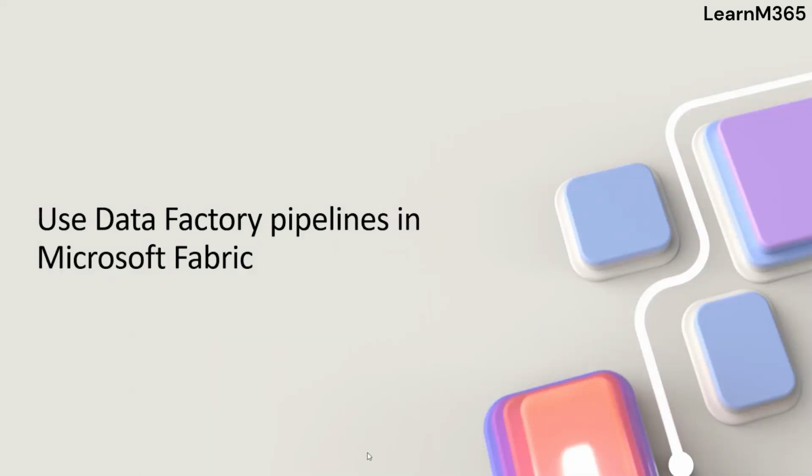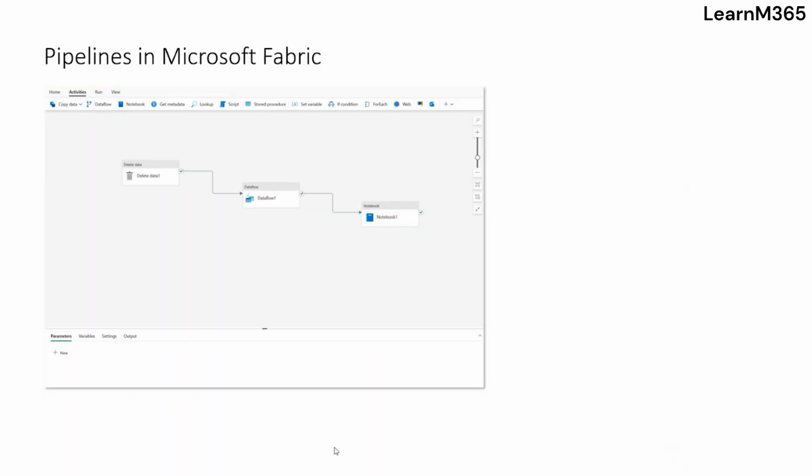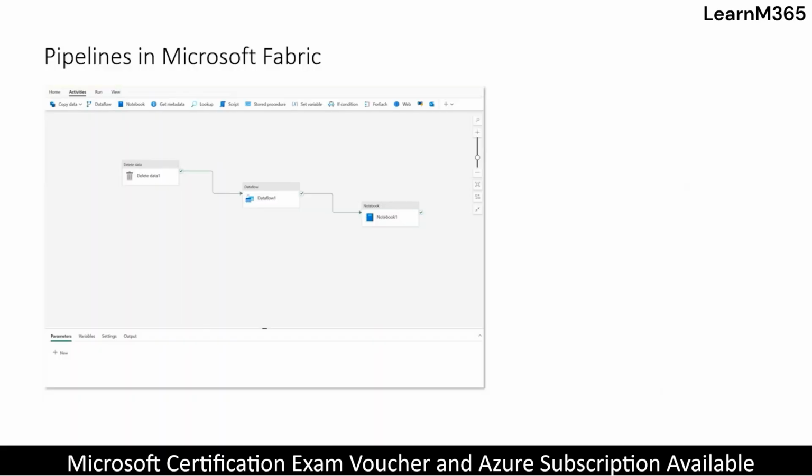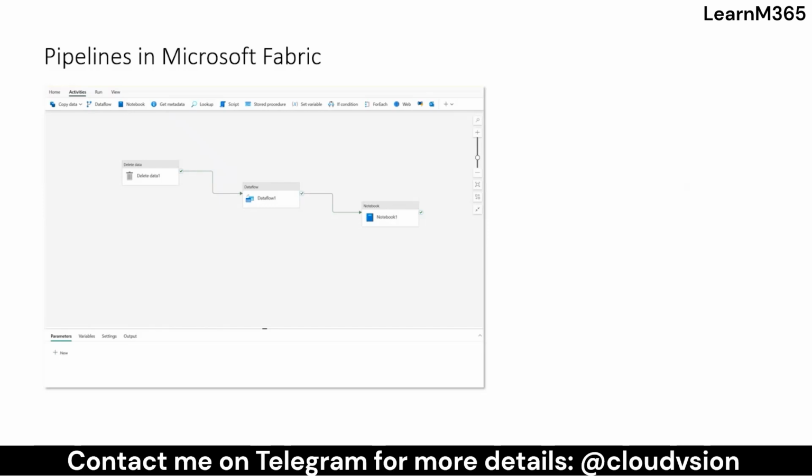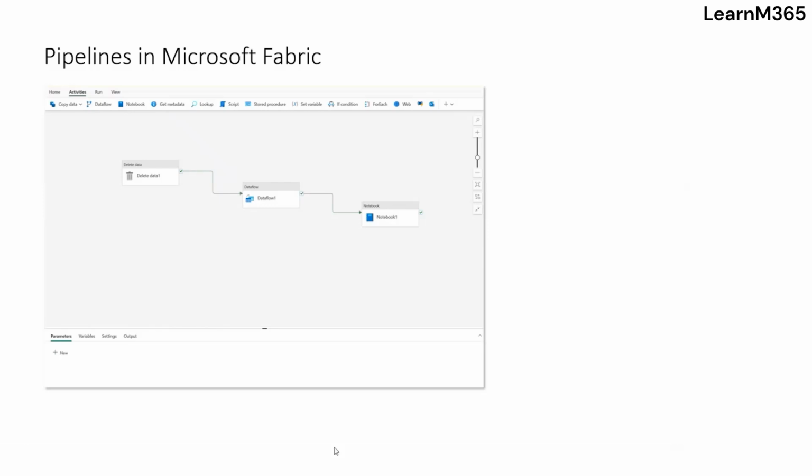Let's move back to our slides. So our next lesson is use data factory pipelines in Microsoft Fabric. As we know, there are two primary high level features Data Factory implements. One is data flows and the other one is data pipeline.